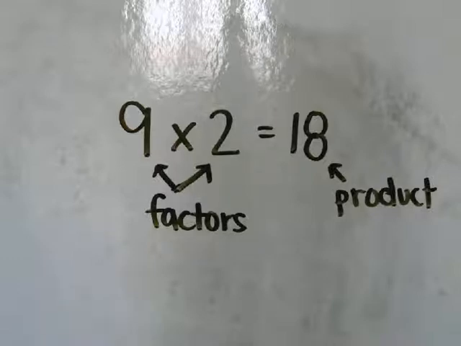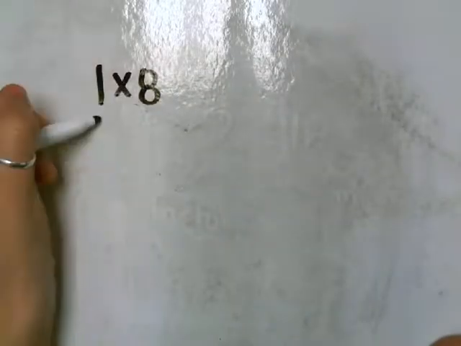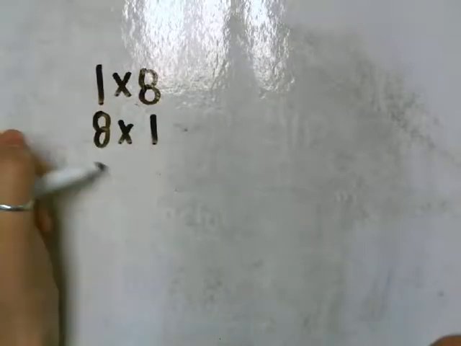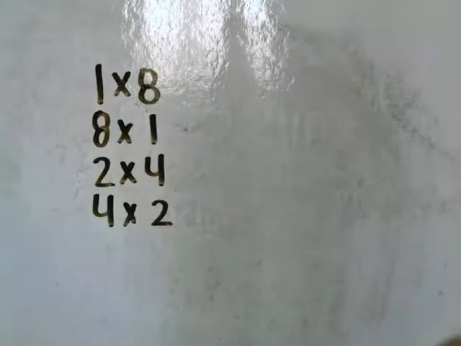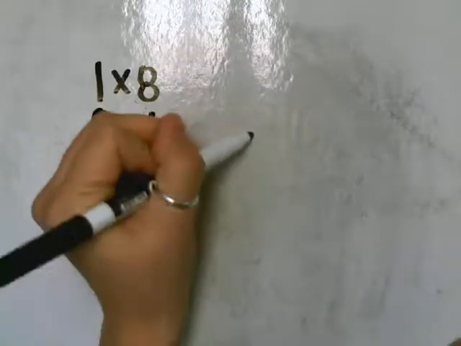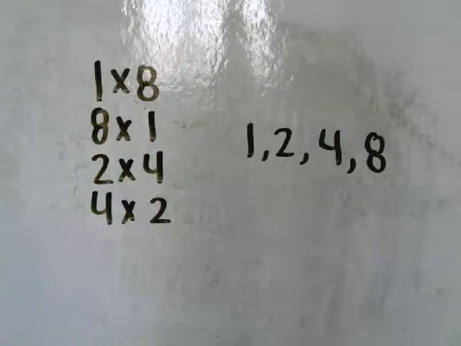For example, the number 5 has two factors, 1 and 5. No other numbers can be multiplied to get a product of 5. Or there can be many factors, like for the number 8. You can make 8 by multiplying 1 times 8, 8 times 1, 2 times 4, and 4 times 2. So the factors of 8 are 1, 2, 4, and 8. All the numbers that can be multiplied to make a product of 8 are its factors.